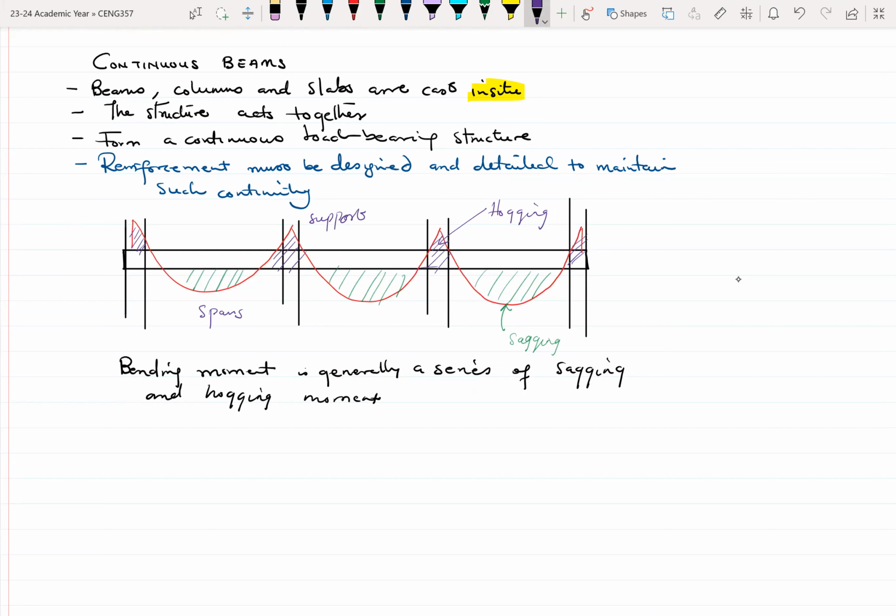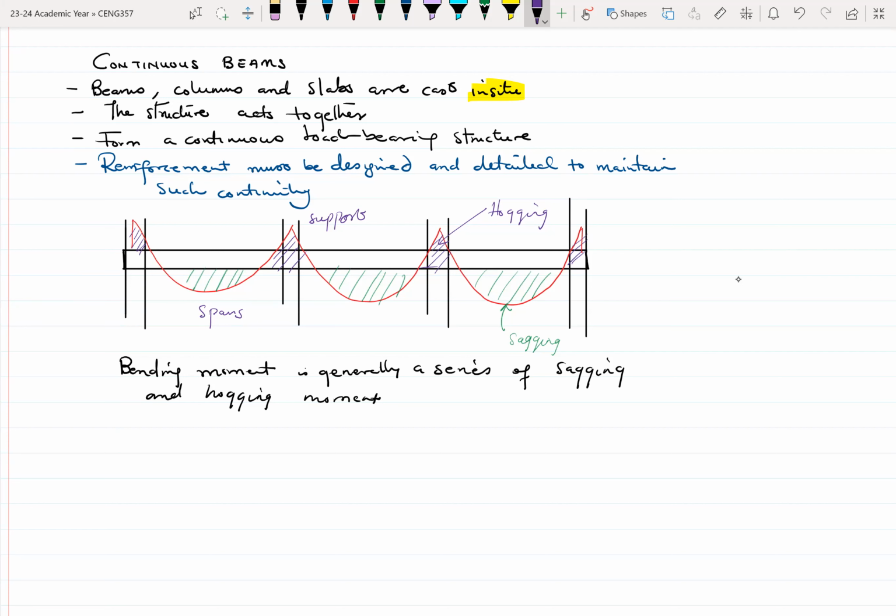All right. So largely, when you look at a system like this, which you guys have come across some examples of using the three-moment equation method in second year, or the moment distribution method, or the slope deflection equation method. All of these are different ways by which we can analyze a series of statically indeterminate, or what you call continuous beams.